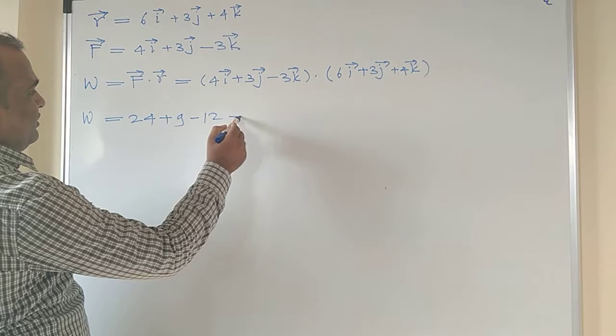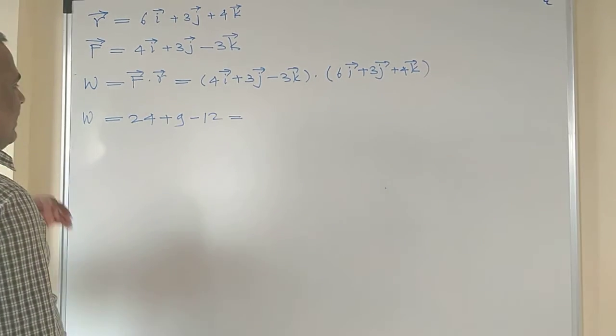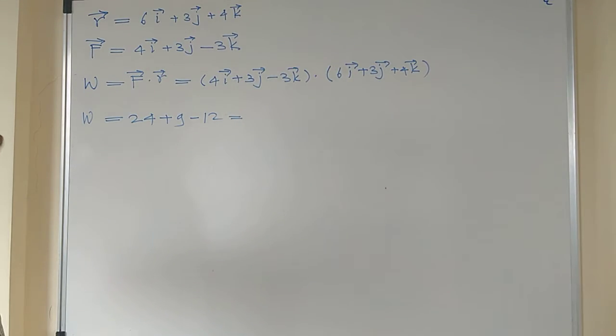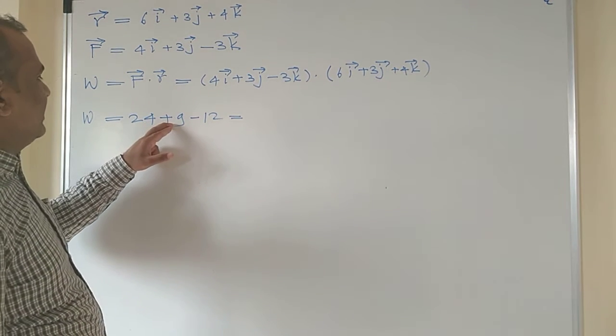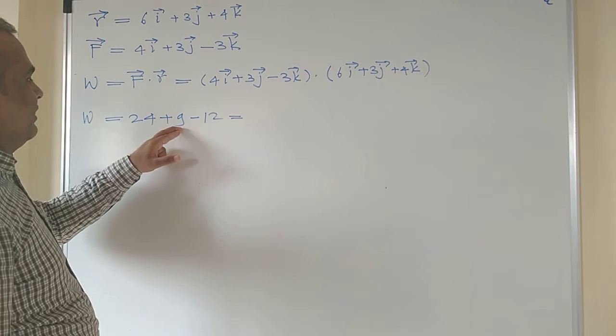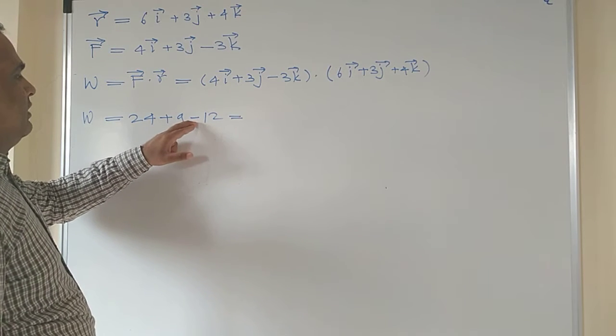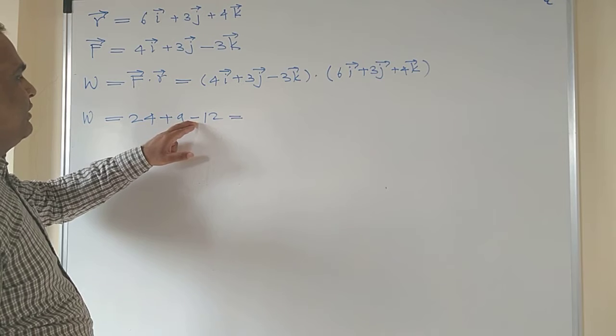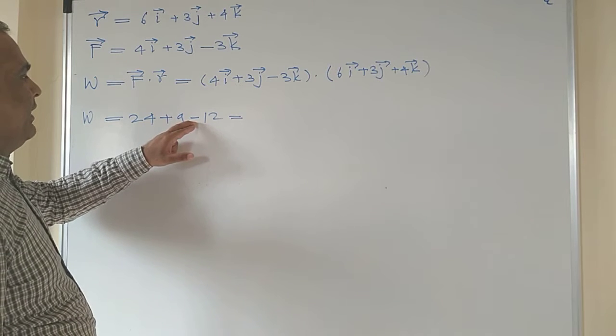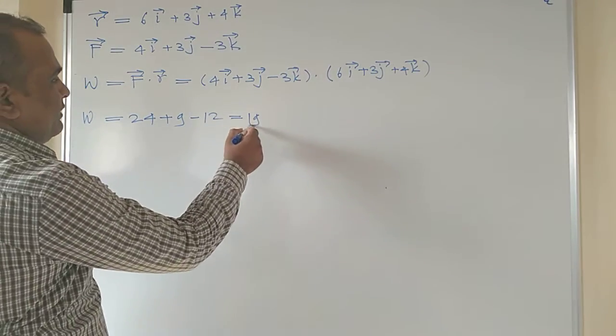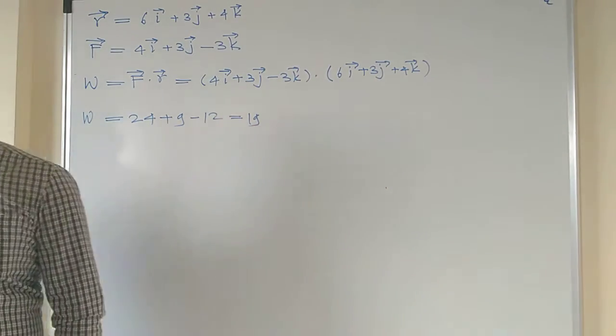And if you work this out, this will give you the work done, and how much will it be? 24 and 9 is 33, minus 12. So 30 minus 12 will be 18, and so it equals 19. So 19 is the work done.